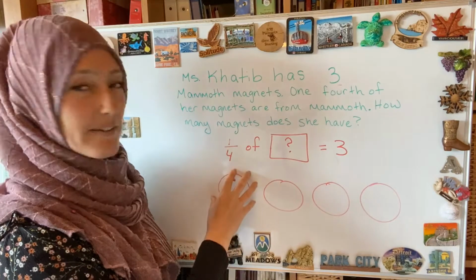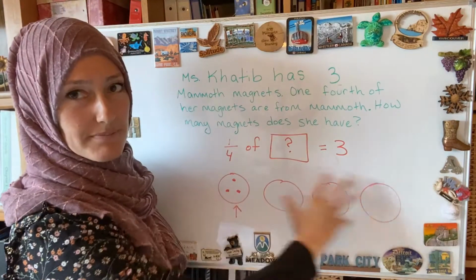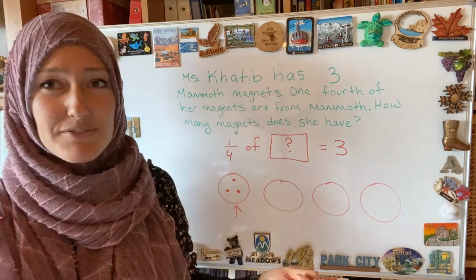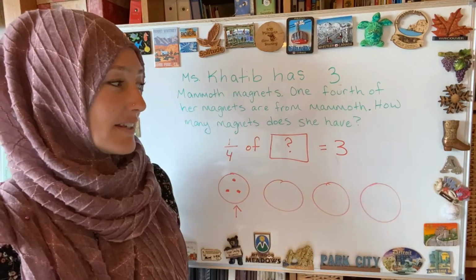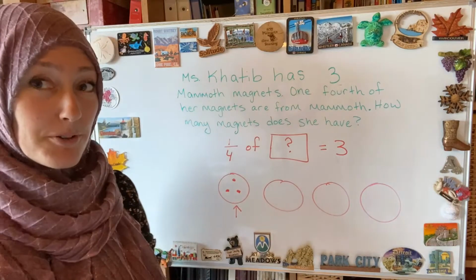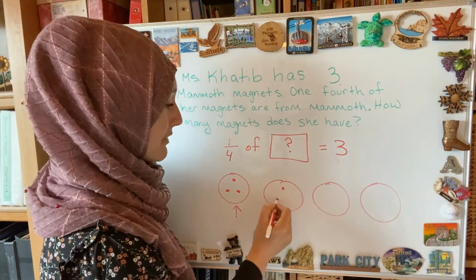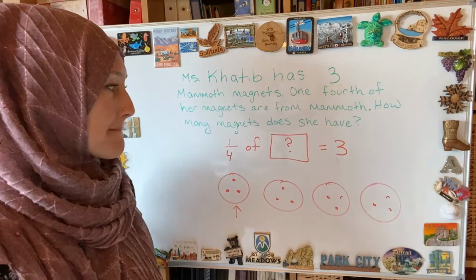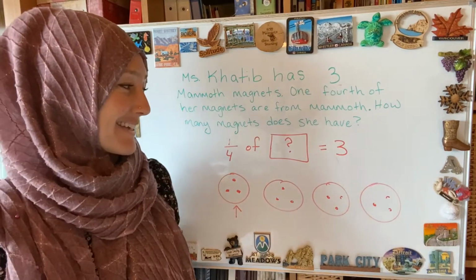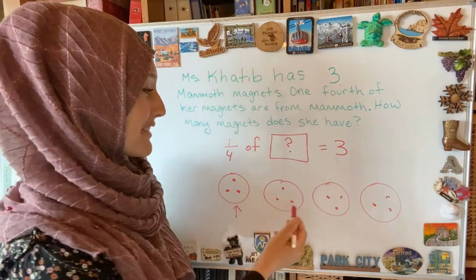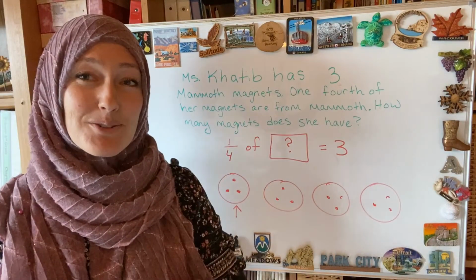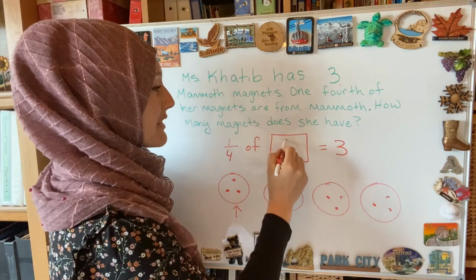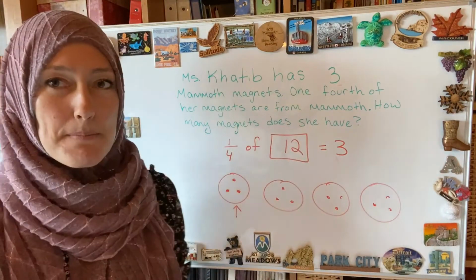1/4 is 1 out of 4 groups. And then you say, okay, what's inside of that one group? There's 3. Now I just finish adding in the number of items into the rest of my groups. So how many will be here? 3, and 3, and 3. So now I say, well, how many is that all together? 3, 6, 9, 12. That's 12 magnets. So my mystery number here is going to be 12.